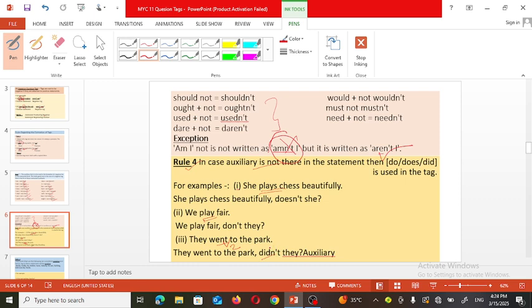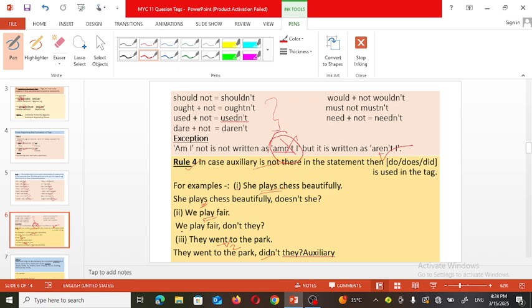Now see these rules with the help of examples. See the first statement. She plays chess beautifully. So here the sentence is in simple present tense. She plays chess beautifully. Doesn't she? Because s is added with this verb, it shows that it is doesn't she?